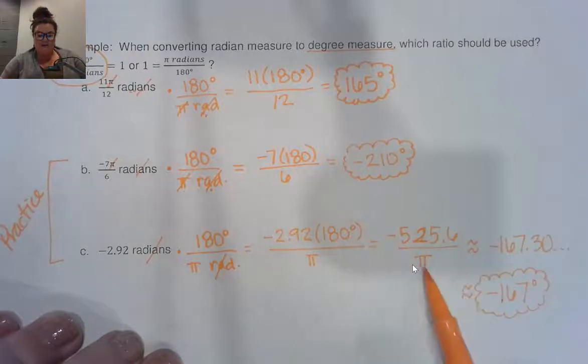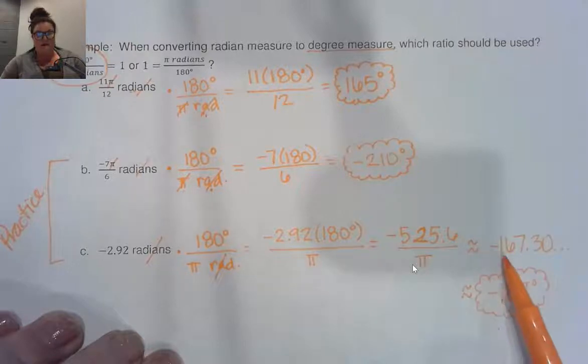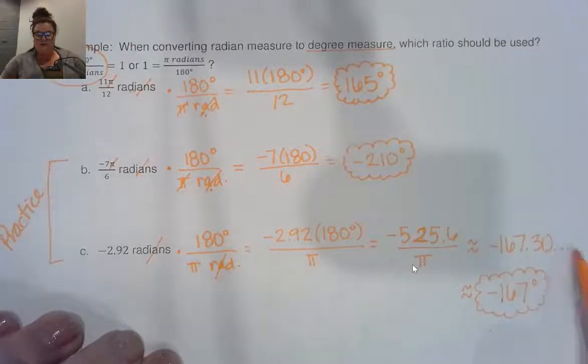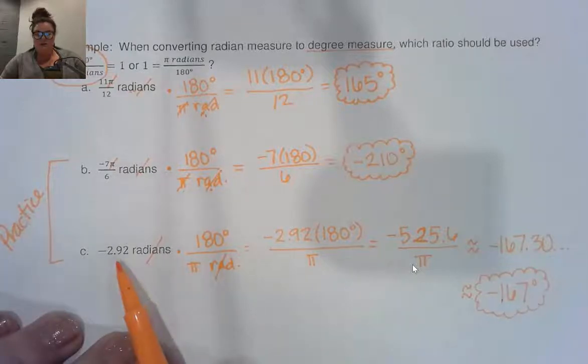So what I did is I went ahead and just got a decimal for the top, and then I divided it by pi. Again, make sure you're using the pi button on your calculator and not approximating with 3.14. Okay, you want all the decimals of pi in there. So that comes out to -167.30 and a bunch of other things.